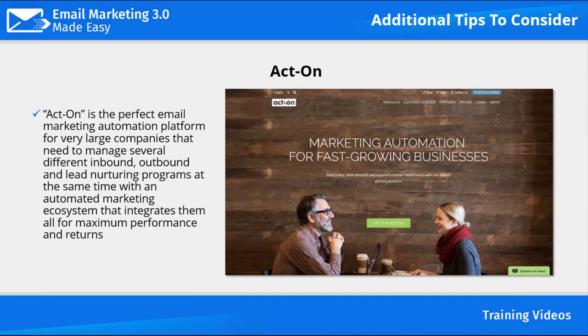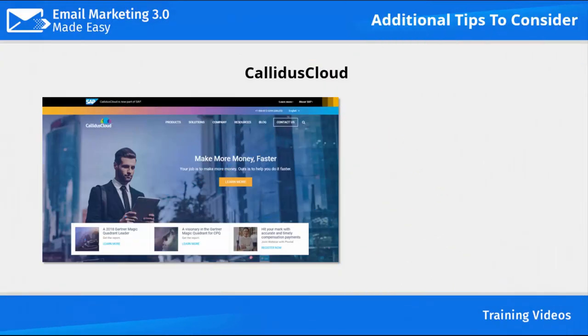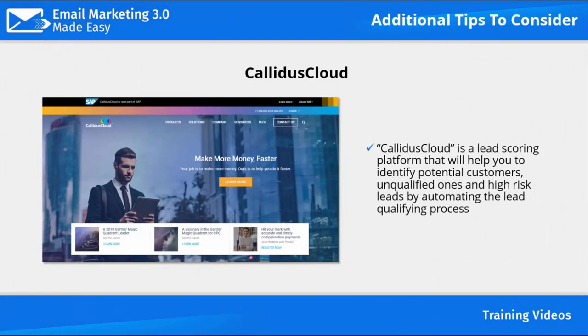Acton. Acton is the perfect email marketing automation platform for very large companies that need to manage several different inbound, outbound, and lead nurturing programs at the same time with an automated marketing ecosystem that integrates them all for maximum performance and returns.